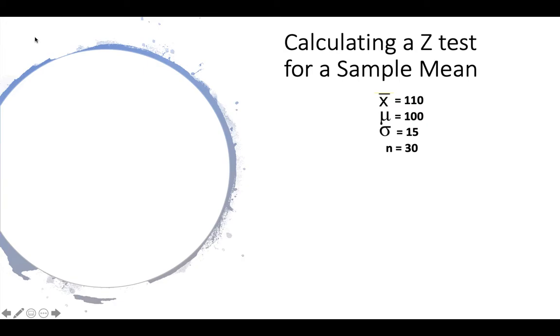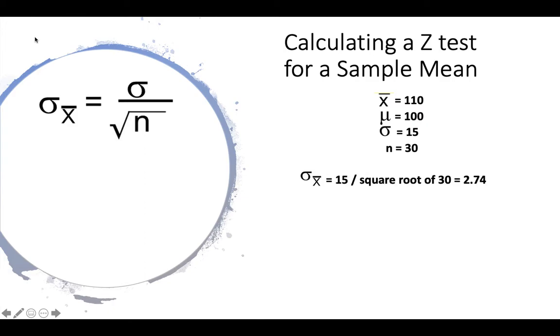This is the type of information that you'll be provided with when you're asked to compute a z-score. So for this example, you have a sample mean of 110, a population mean of 100, a population standard deviation of 15, and an n, or sample size, of 30. Now first we're going to work the standard error of the mean. So we're going to take 15 and divide that by the square root of 30, which is 2.74.